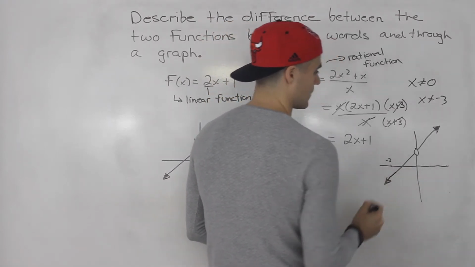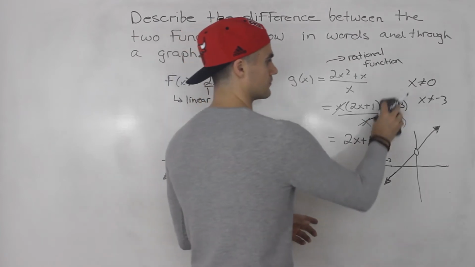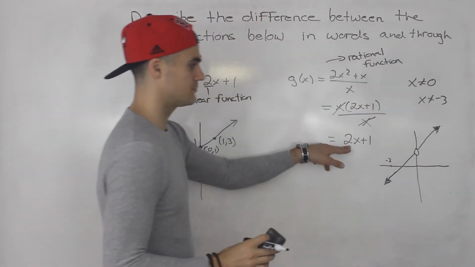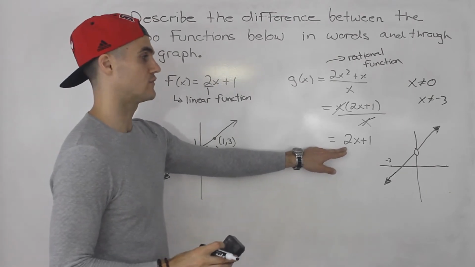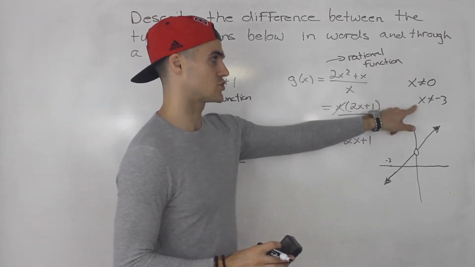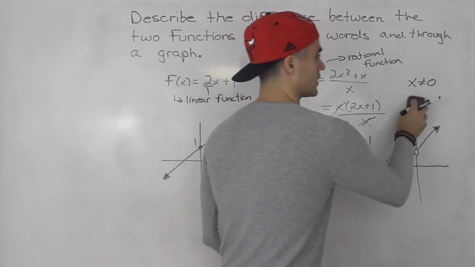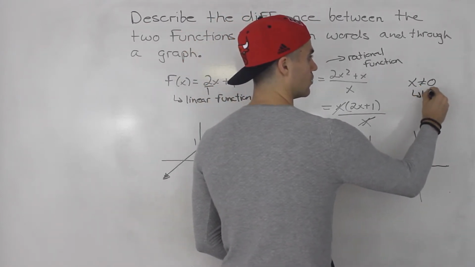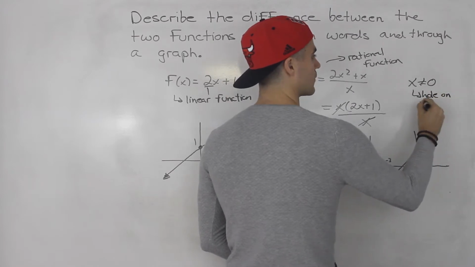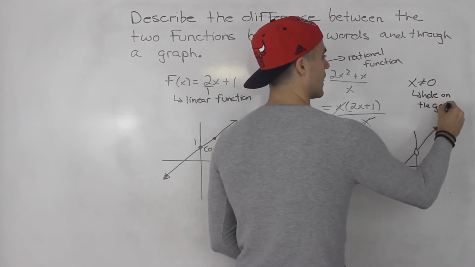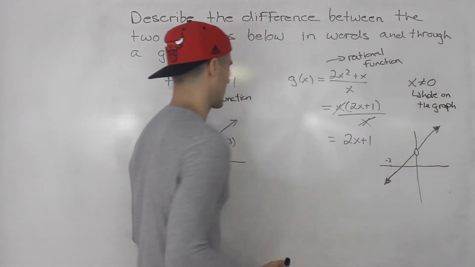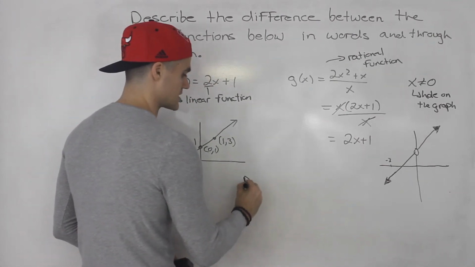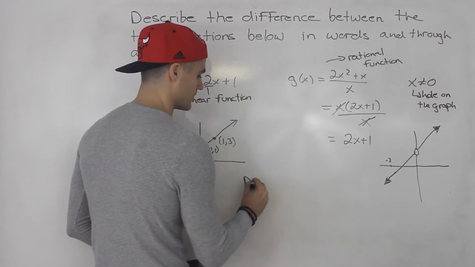All right, so in words, this is a rational function that simplifies to a linear function, but there's a restriction of x cannot equal 0, which means this represents a hole on the graph. So the graphs are pretty much the same except for that hole. There's no hole here. Another difference that you could state is the domain and range.